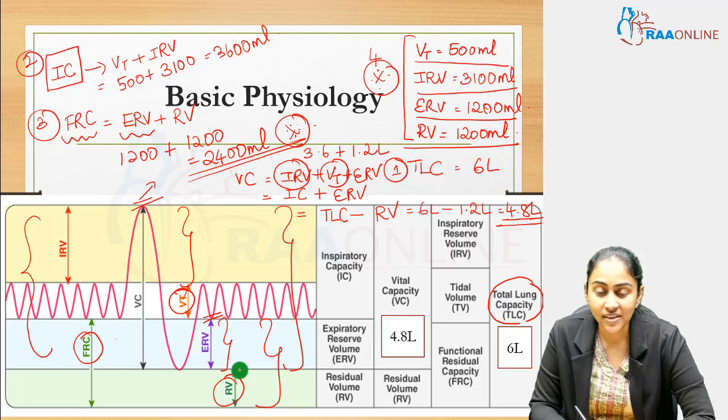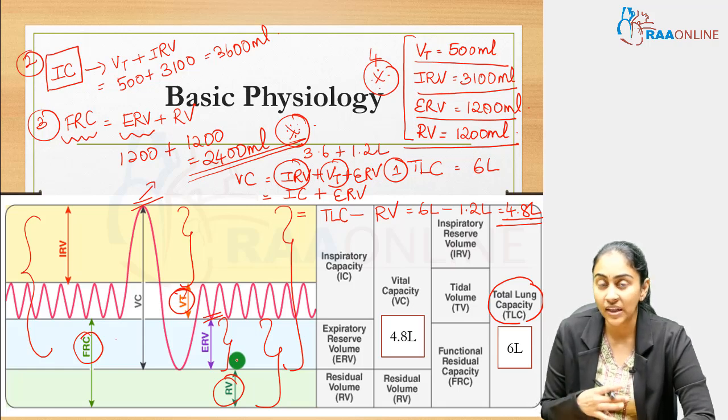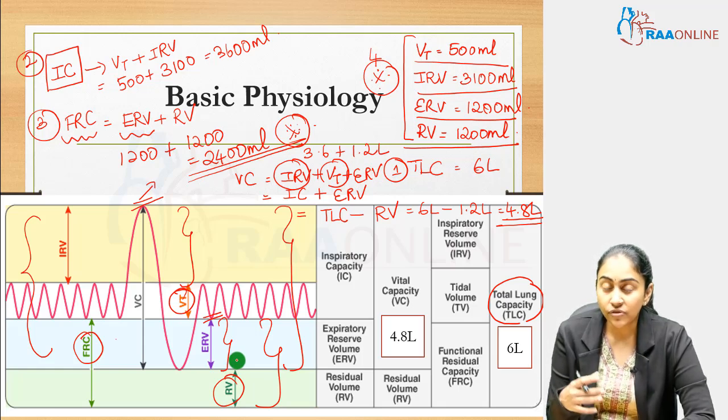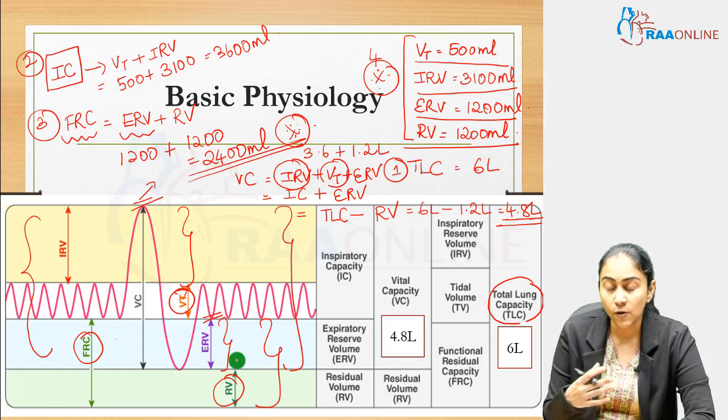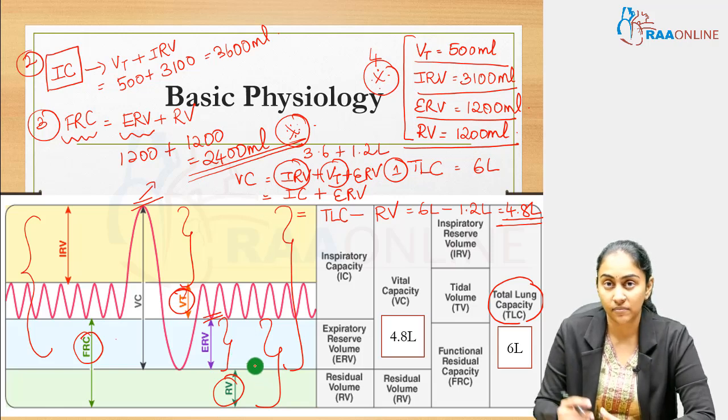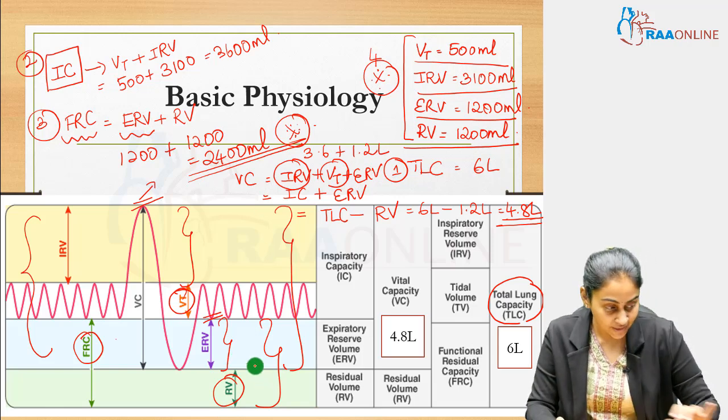So, basically, after a forceful expiration, you expelled all the air. What is remaining is the residual volume. After that, when the patient takes in a forced deep inspiration, the amount of air that the patient is able to take in is this entire amount. That is the vital capacity.